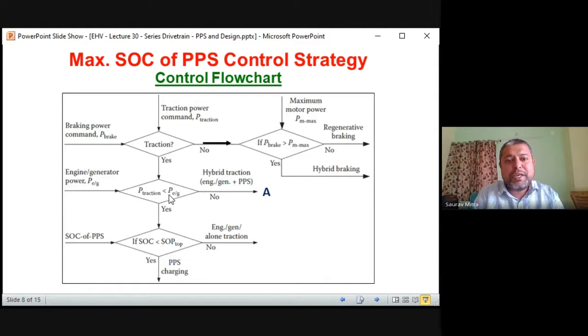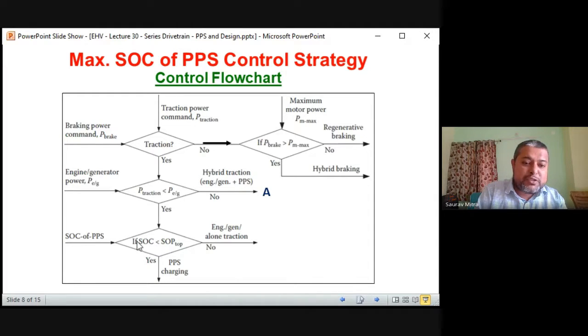In this case, is PEG greater than P traction? If it is yes, then the PEG will do two things: it will do the traction part as well as charge the PPS. But if PEG greater than P traction is no, that means P traction is more than PEG. That time hybrid traction, engine plus PPS, all the things are required here. But if PEG is greater than P traction, then we have to come here.